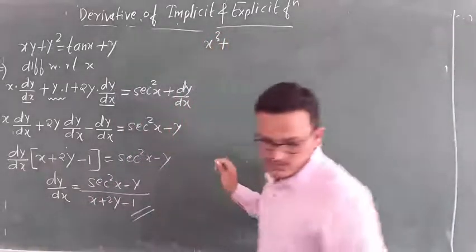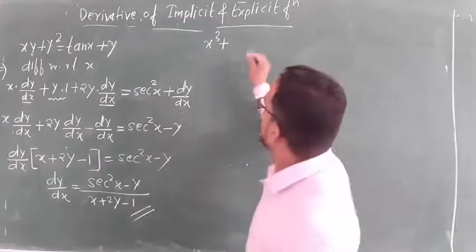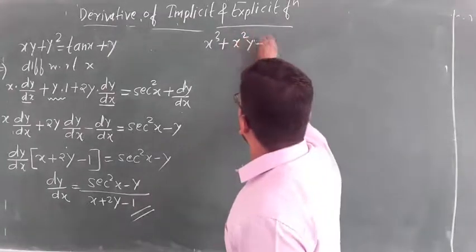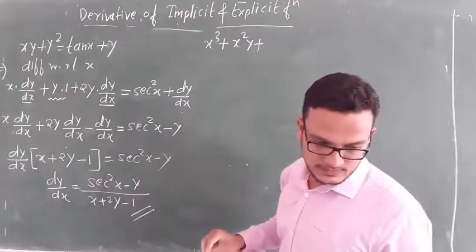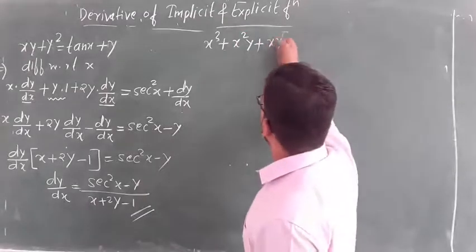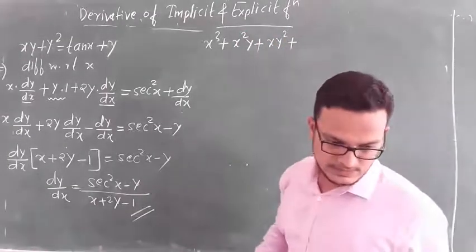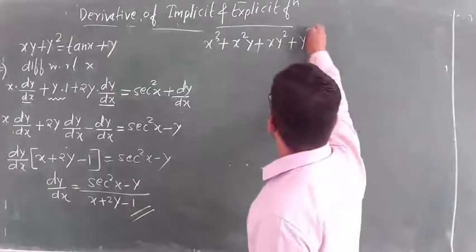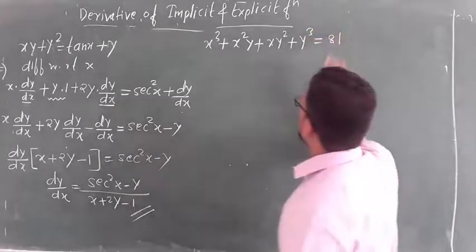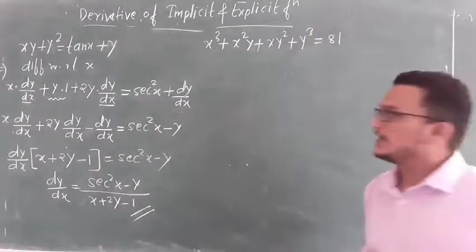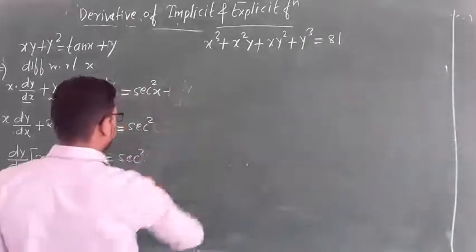x cube plus x square y plus xy square plus y cube is equals to 81. So you have to differentiate this now.